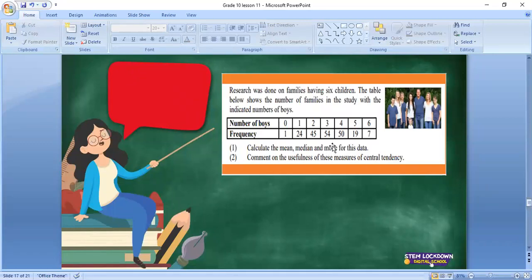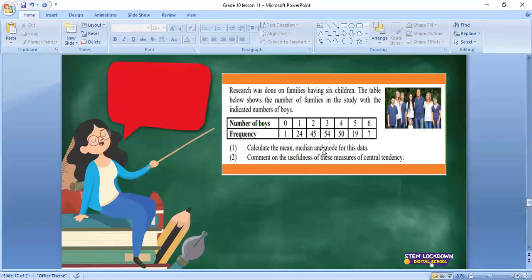Then the mode. To find the mode in this case, it will be the one with the highest frequency, and in that case it will be 3. Families with 3 boys are the most. Most families have 3 boys. You see, the mode here is 3. Remember, the mode is not the 54, but the mode is 3.